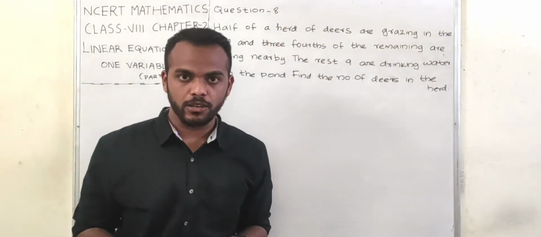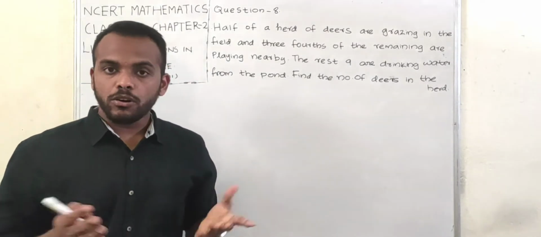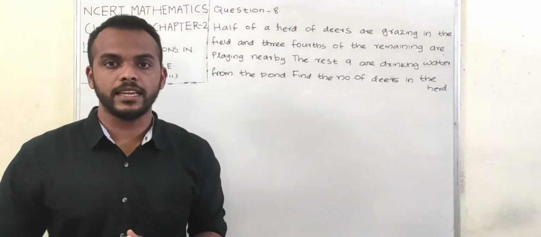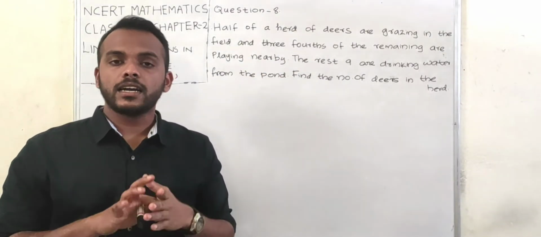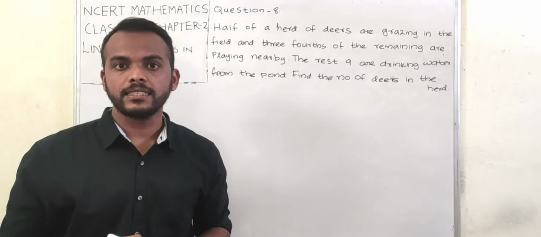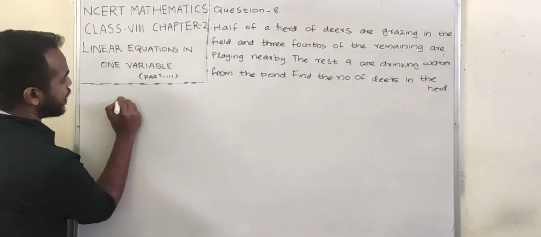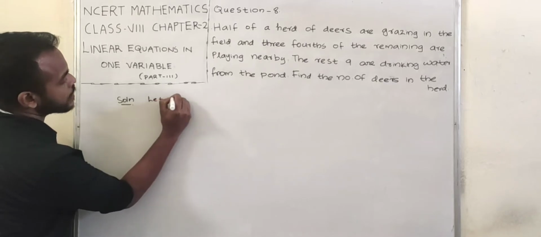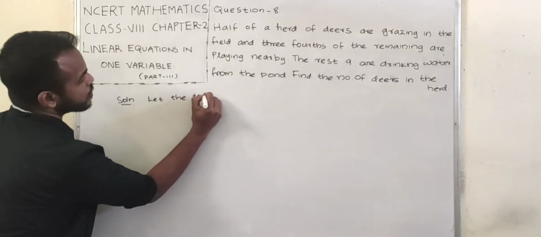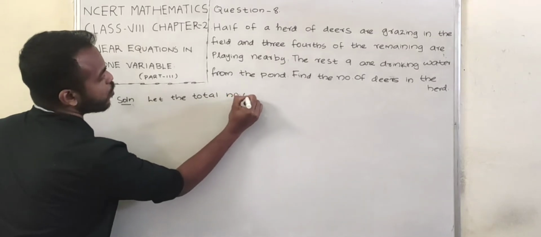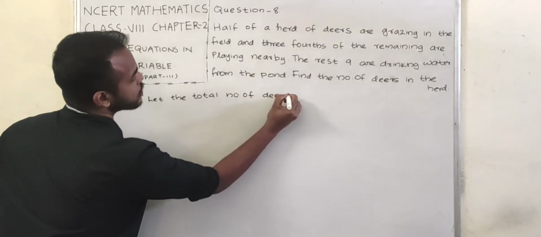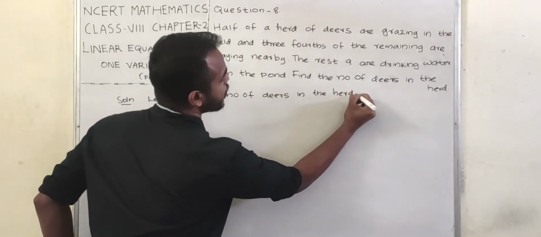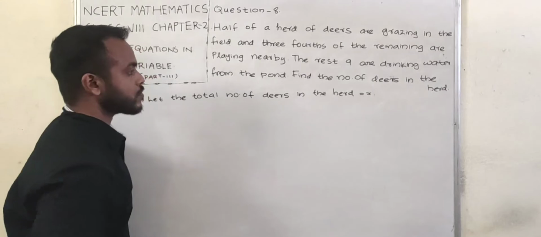So, there was a herd of deers and we don't know the total number of deers in the herd, but given half of the deers are grazing. So, consider the total number of deers as x. That will give you a better idea. So, this is the way to write. This is the first step. Let the total number of deers in the herd be x.